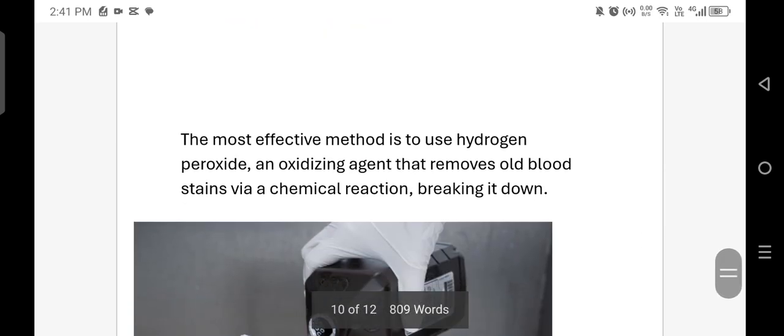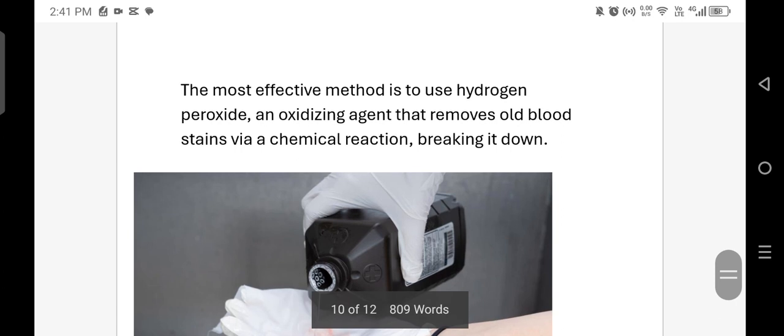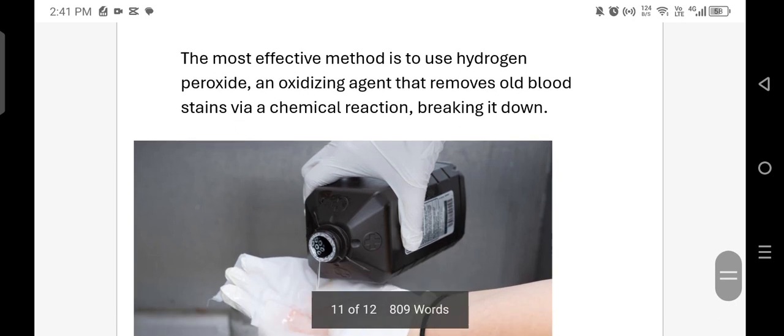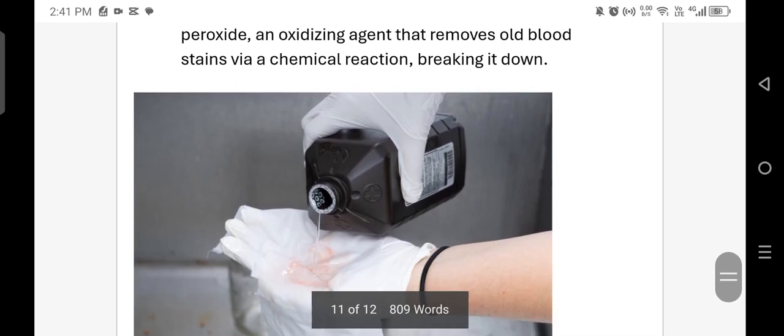The most effective method is to use hydrogen peroxide, an oxidizing agent that removes old blood stains via a chemical reaction breaking it down.